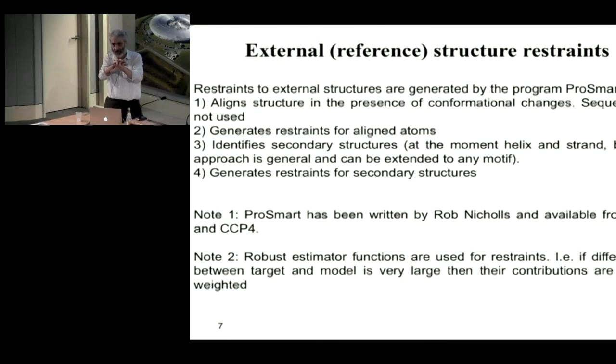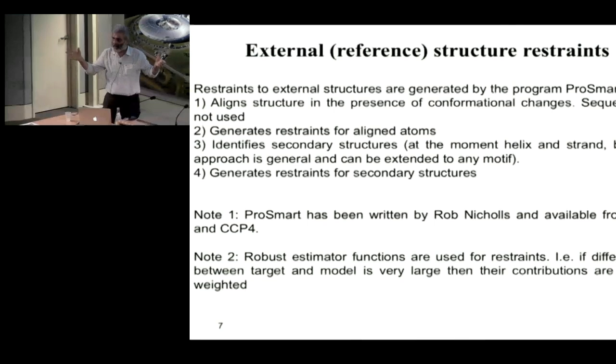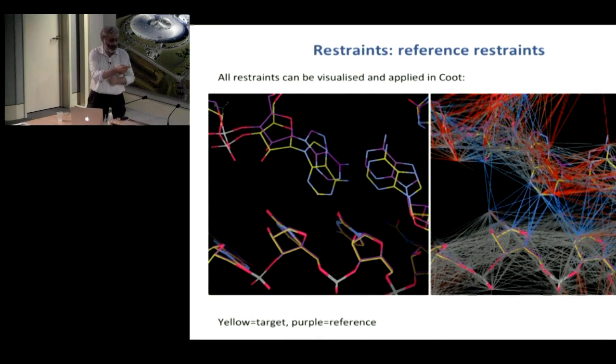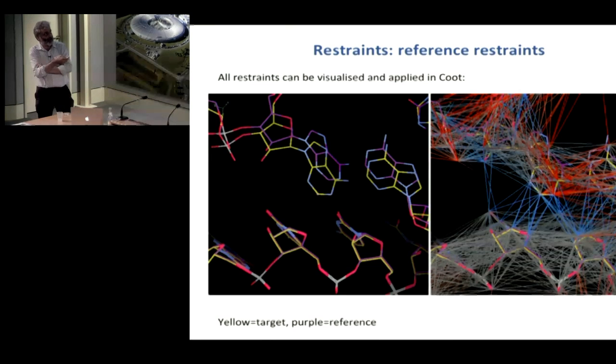And then once they are aligned, it finds the corresponding atoms and says that the interatomic distances between corresponding atoms must be similar to each other. What does that mean? It means that local conformational information is transferred from high resolution to low resolution. I hope it makes sense. And then it can be done for proteins as well as for nucleic acids. And these restraints are generated using ProSmart, and can be visualized in COOT.